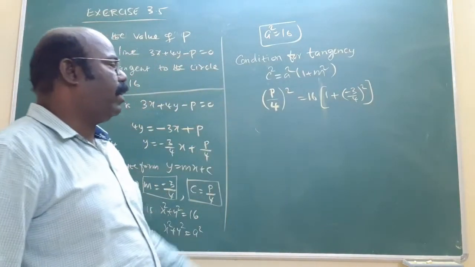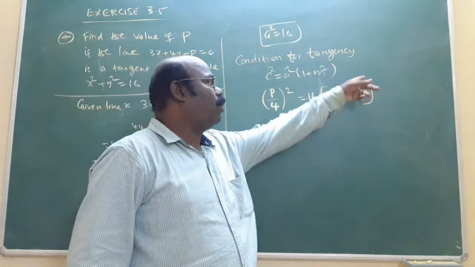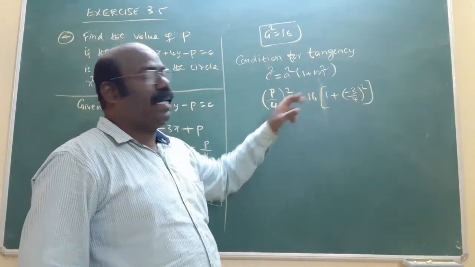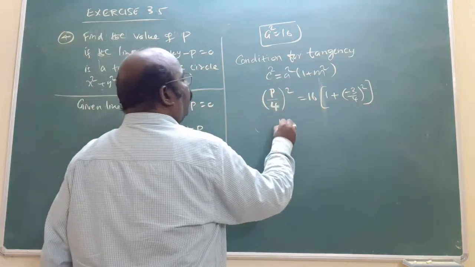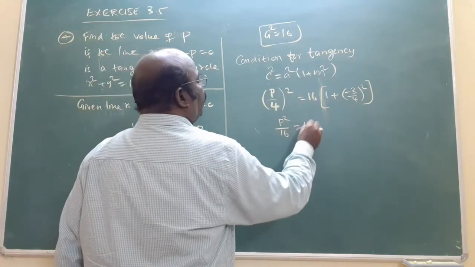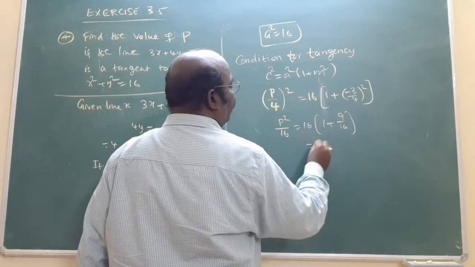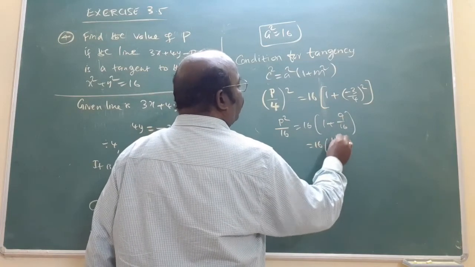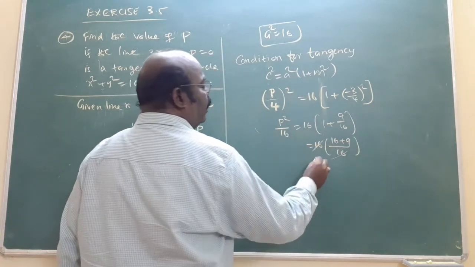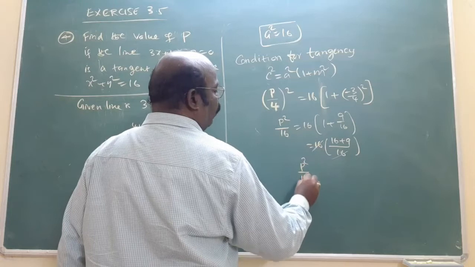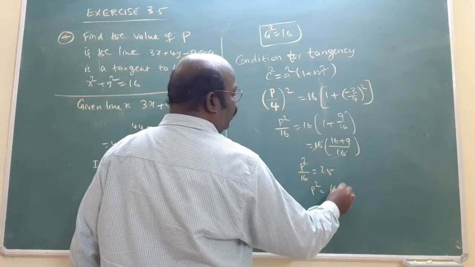This is very important. C value is p by 4 square, m value is minus 3 by 4 whole square. But a square is 16. Don't put the 16 square. That's important. Now the square is p square by 16 equal to 16 into 1 plus 9 by 16. Am I right? Now 16 is the LCM: 16 plus 9. Am I right? 16 is cancelled. Again here p square by 16 equal to 25. P square equal to 16 into 25.